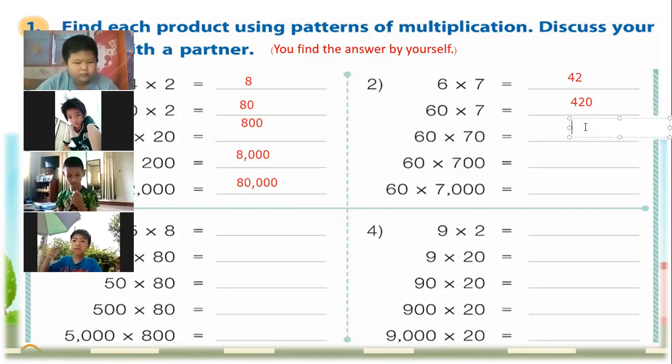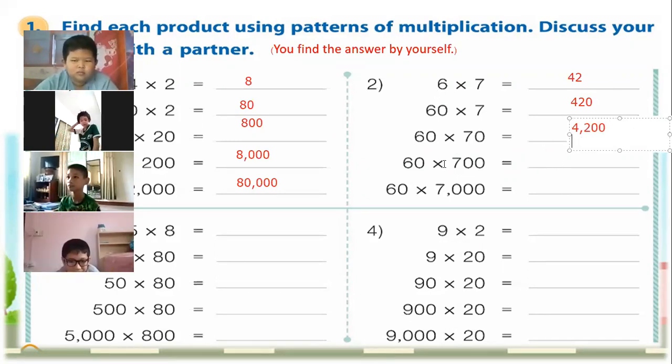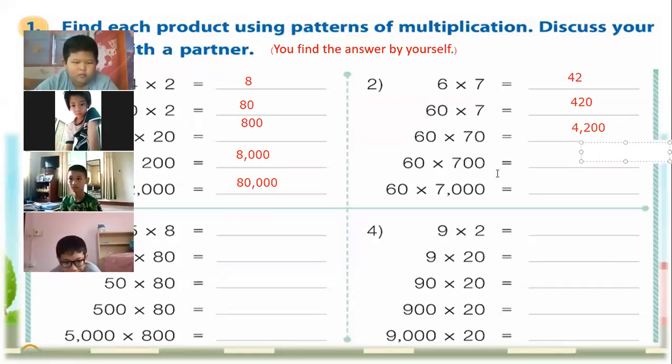So, 4,020. 4,000. 4,200. 4,200. That is the correct answer. Okay. Now, step 4. We have 6 tens multiplied by 7 hundreds. 42,000. Very good. 42,000. Total we have 42,000.